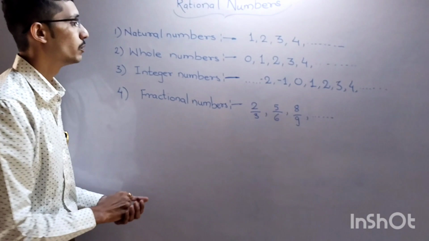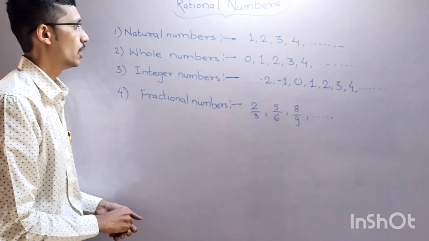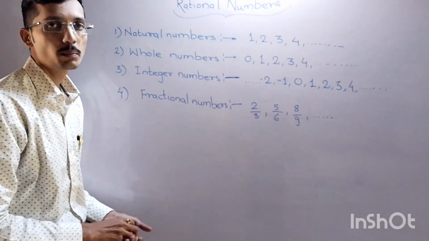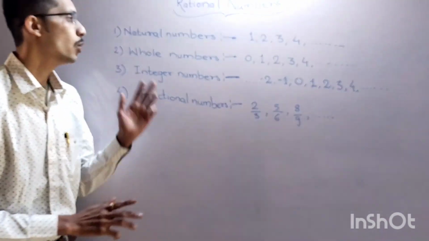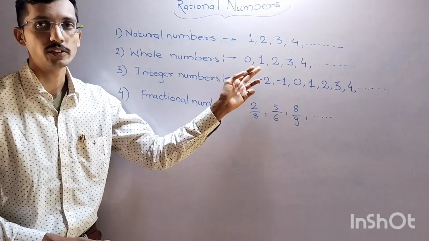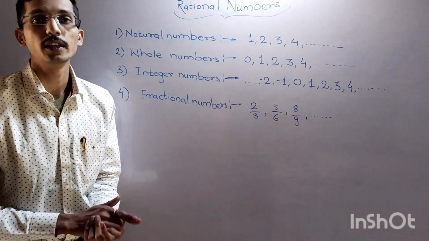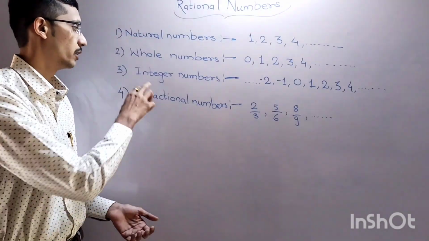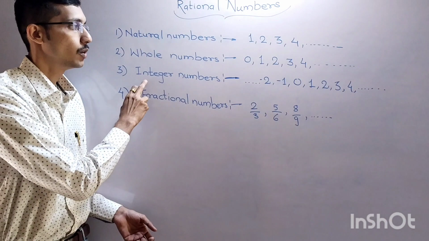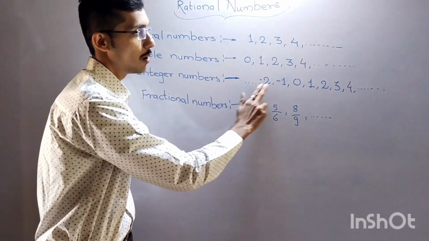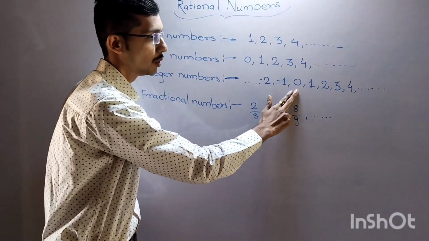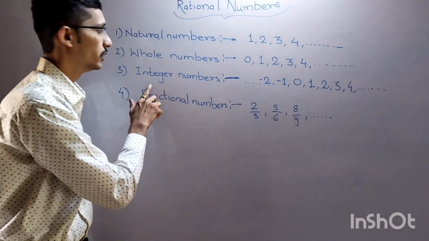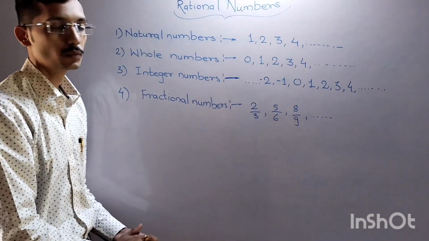The next number system is the integers. Why do we go for integers? The whole number system contains 0 and the natural numbers, but does not consider negative numbers. To consider negative numbers, they formed the integer number system, which contains negative integers, positive integers, and 0. This is the integer number system.